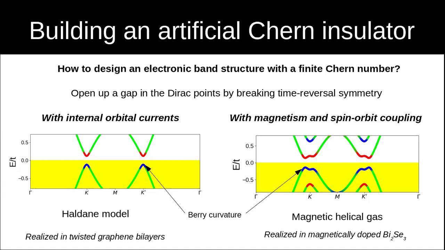Now, these are, of course, low energy models. So one can ask how relevant they are for materials. And let me emphasize that even though this is, of course, just a toy model, something equivalent to the Haldane phase can actually be realized in materials, and in particular in twisted graphene bilayers on top of boron nitride. And then something equivalent to the honeycomb lattice with magnetism and spin orbit coupling is realized in magnetically doped bismuth selenide, which is one of the materials that was shown to feature a quantum anomalous Hall state.